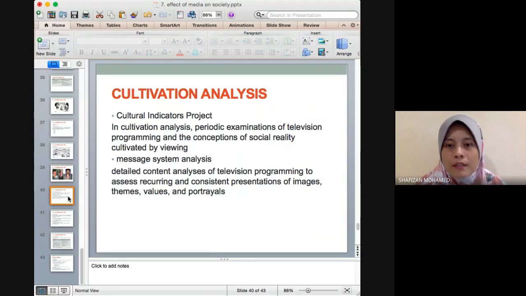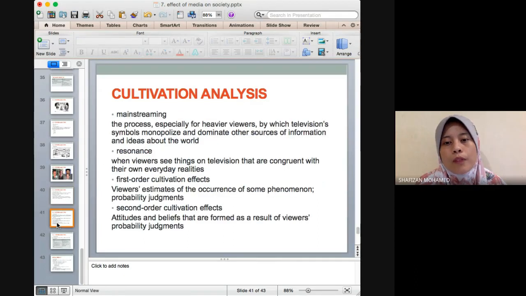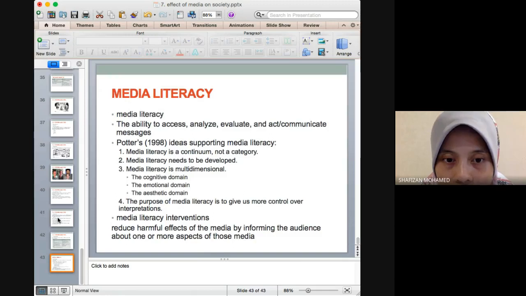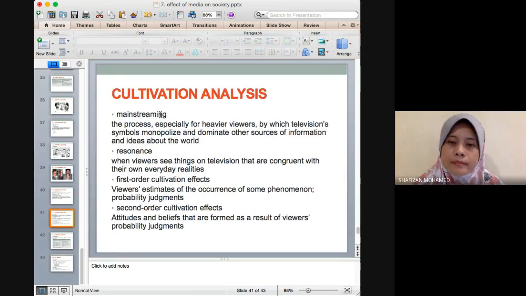Here they talk about the different types of theories that they use. So how do they use cultivation analysis? They usually do long-term studies. Now, I need to go fast. You can read this, the different processes of cultivation.